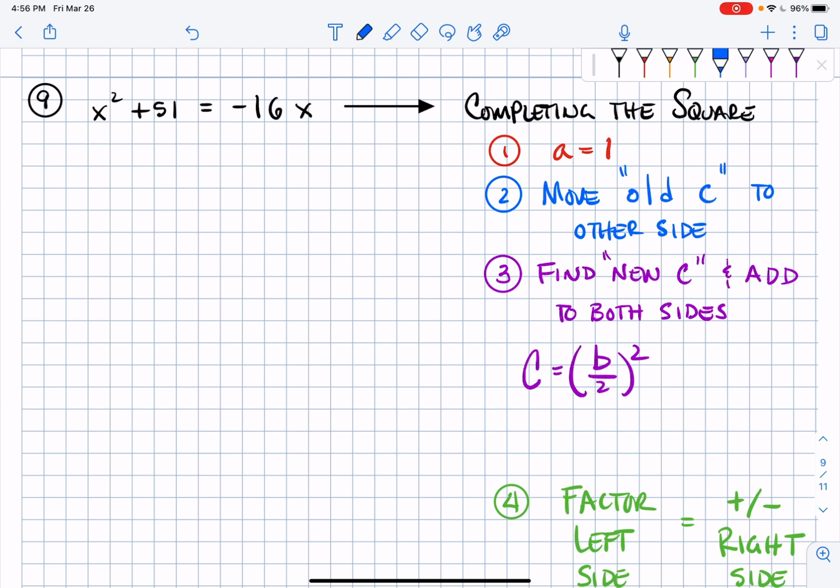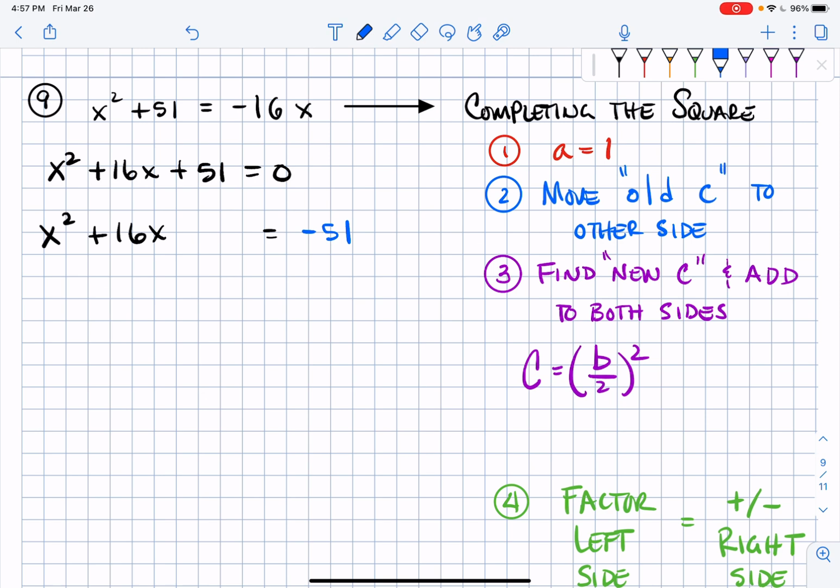All right, on to number 9. Ooh, completing the squares. All right, so first of all, I got to get it in standard form, right? So x squared plus 16x plus 51 is equal to 0. Okay, so I got to bring that 16x over so it becomes a positive, right? And step 1 says a has to equal 1. Well, a is already equal to 1, so I'm good. Step 2 says to move the c over, so I got x squared. Actually, let me do it this way. I got the x squared plus 16x is equal to negative 51.